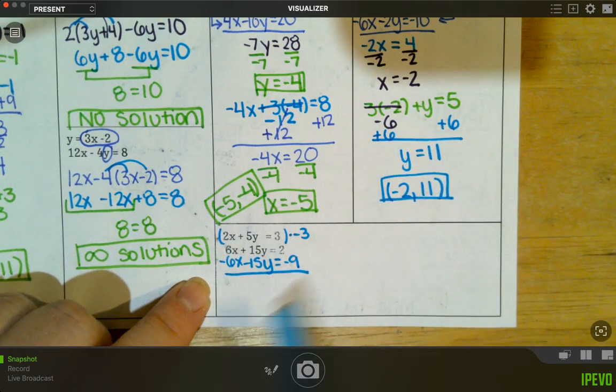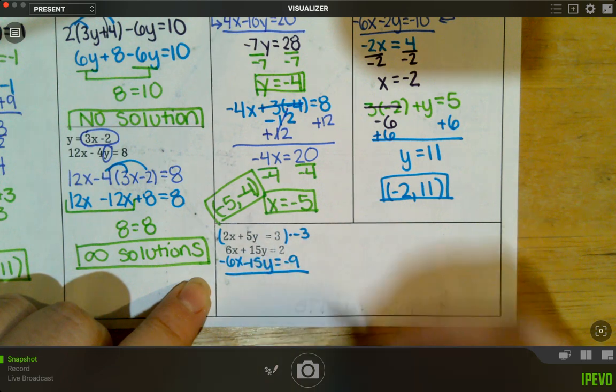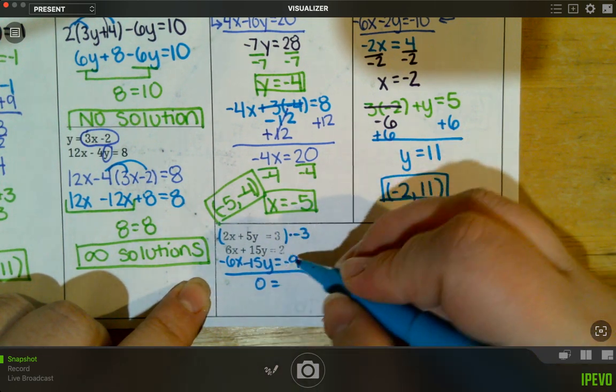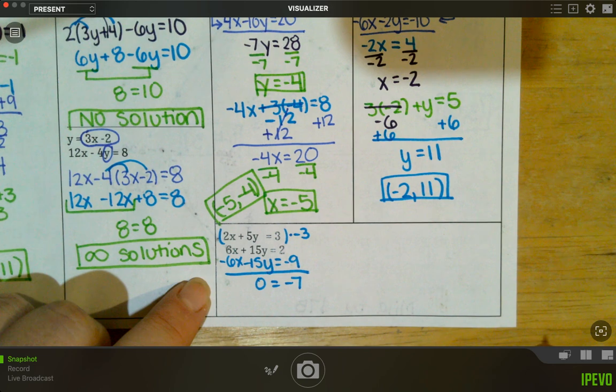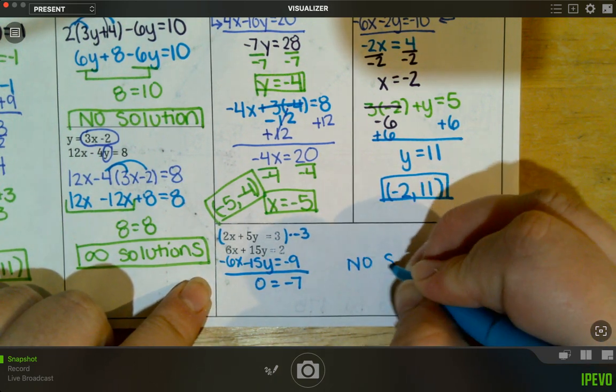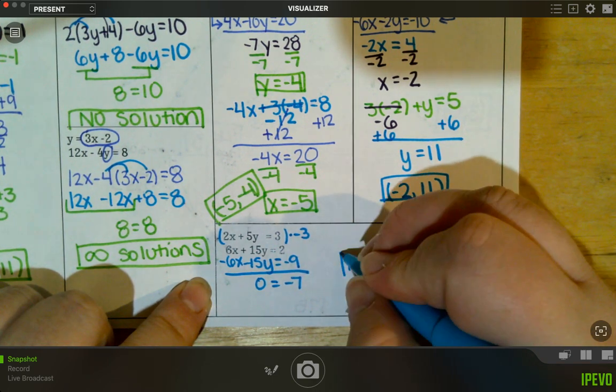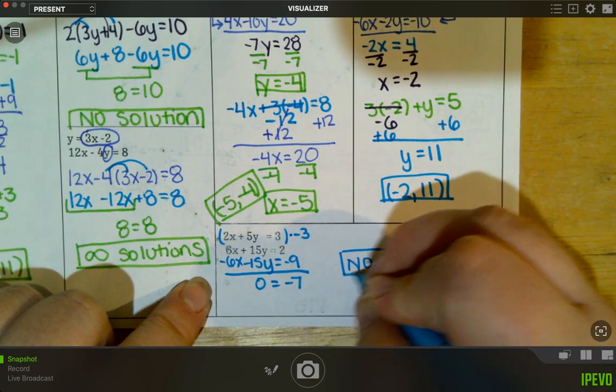And when I go to add these together, I get 0, 0, and -7. That is not true, so this is a no solution. If both sides had been 0, I would put infinite solutions.